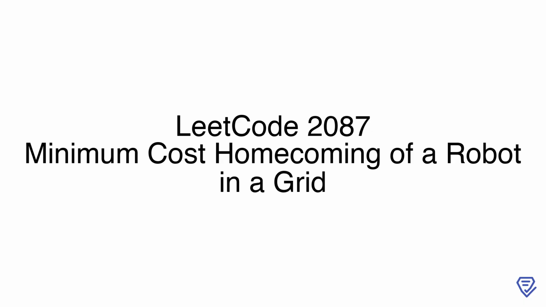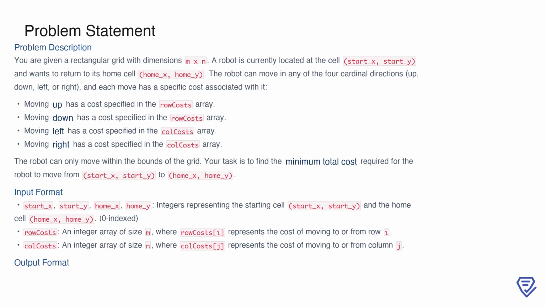Let's dive in. In this problem, we are working with a grid that has dimensions m x n. A robot is initially positioned at a specific cell, represented as start_x, start_y, and it needs to move to its home cell, located at home_x, home_y. The robot can move in any of the four cardinal directions: up, down, left, or right. However, each move comes with a cost.